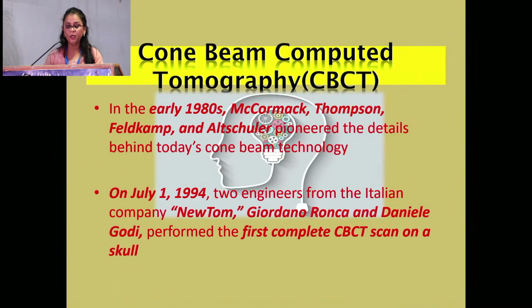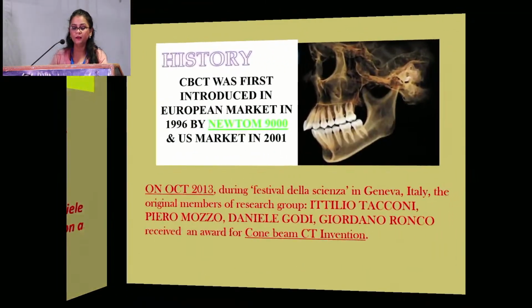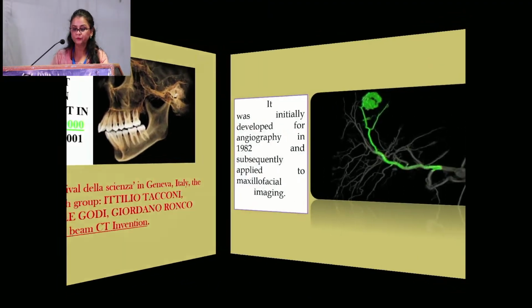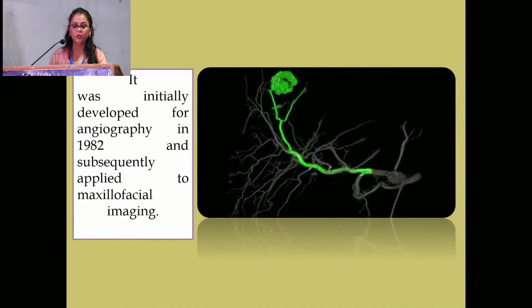CBCT was first performed completely on a skull by Mozzo in 1994. Then CBCT was introduced in 1996 in the US market, and by Mozzo in 2001. It was first actually used for angiography in 1982 and subsequently applied to maxillofacial imaging.